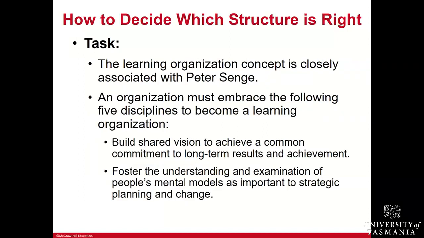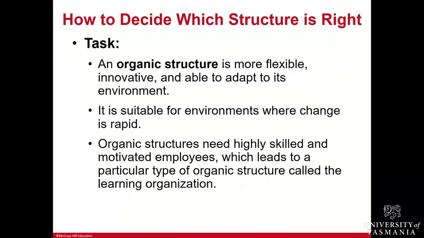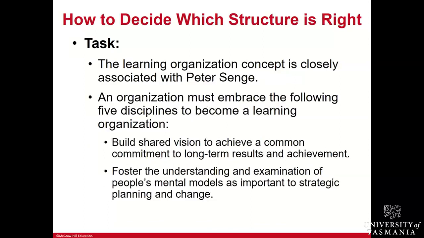And the learning organization concept is closely associated with Peter Senge, who said an organization must embrace the following 5 disciplines to become a learning organization, which is an organic structure: build shared vision to achieve a common commitment to long-term results and achievement, and foster the understanding and examination of people's mental models as important to strategic planning and change.